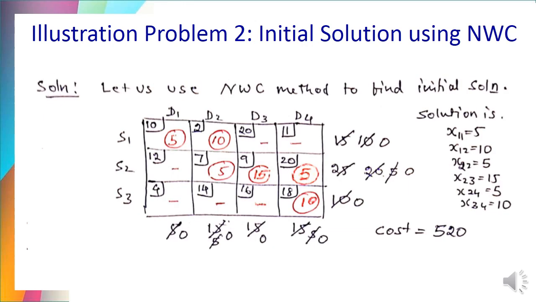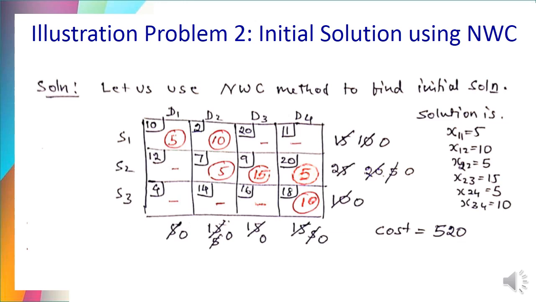Now let us use the northwest corner rule to find the initial solution. The initial solution we got by applying the northwest corner rule is x11 equal to 5, x12 equal to 10, x22 equal to 5, x23 equal to 15, x24 equal to 5 and x34 equal to 10. The overall cost is 520.